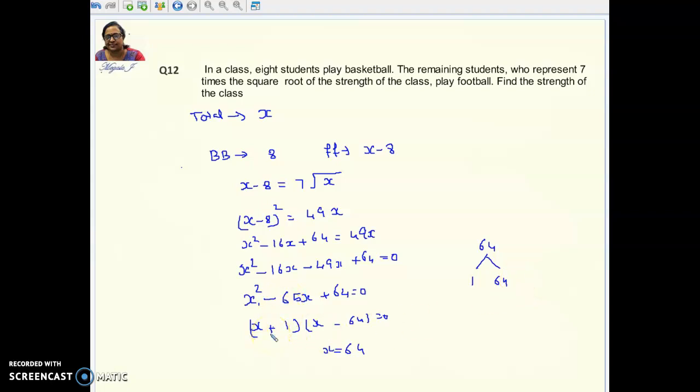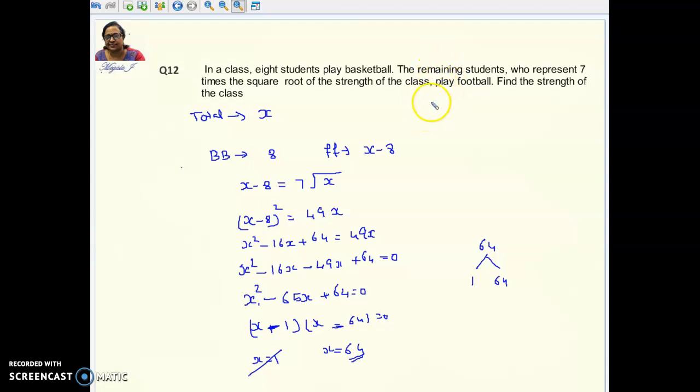And now you have 1 and 64, and because the product is positive, both should have the same sign here. So this is a negative sign, so you have to put negative in both the cases. So either x is equal to 1 or x is equal to 64, because you know that x equal to 1 is not possible, because already we have one of the values as 8 here. So that's not possible, therefore x is equal to 64. Therefore the total number of students is 64.